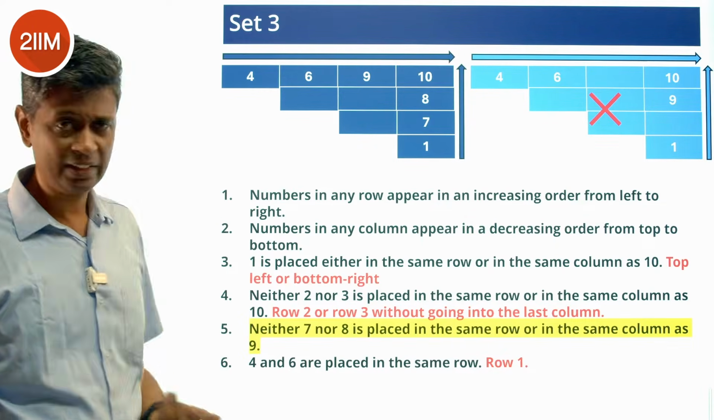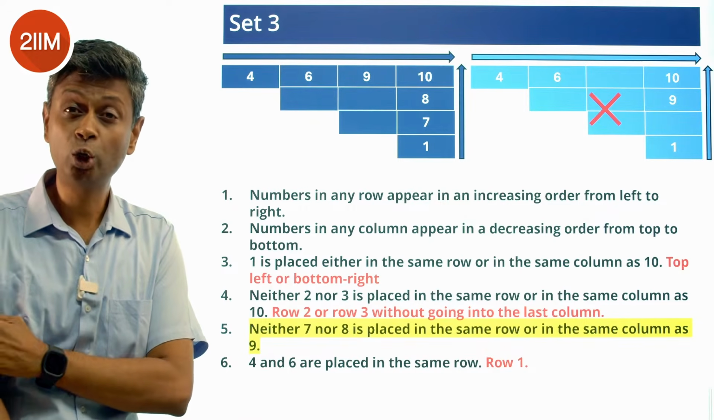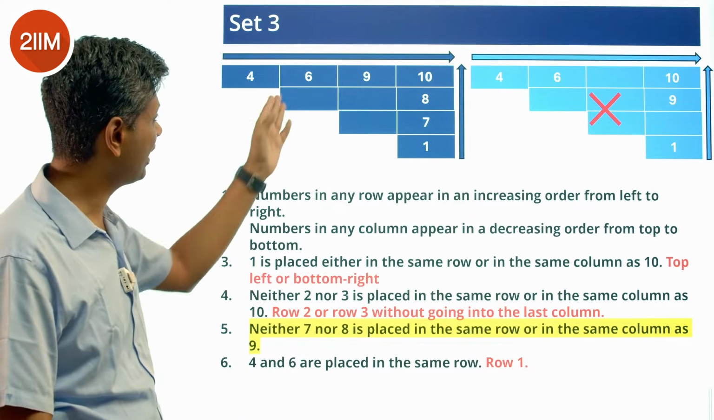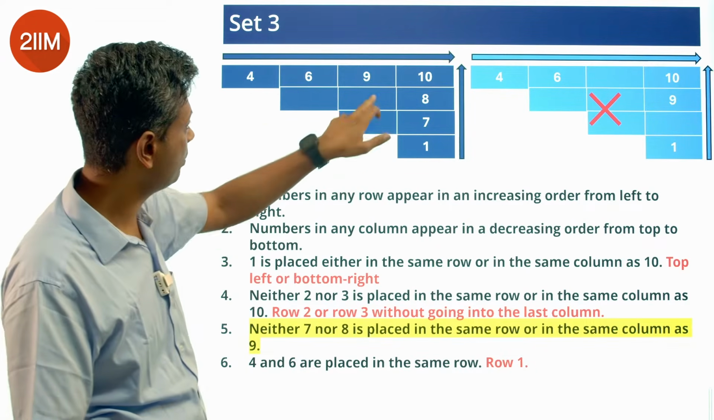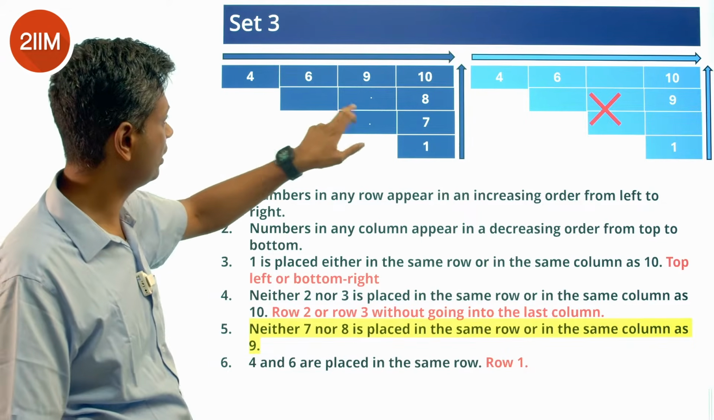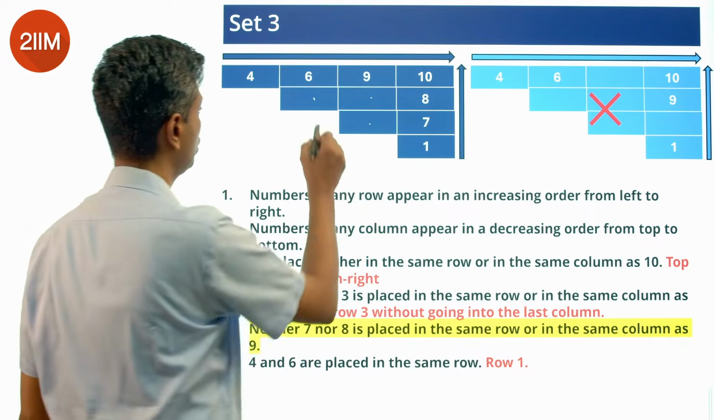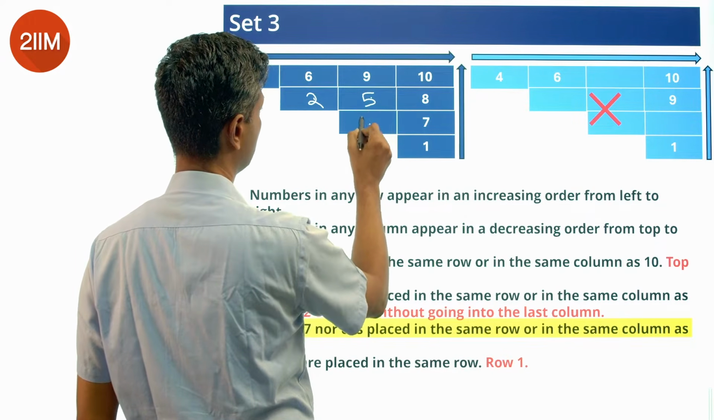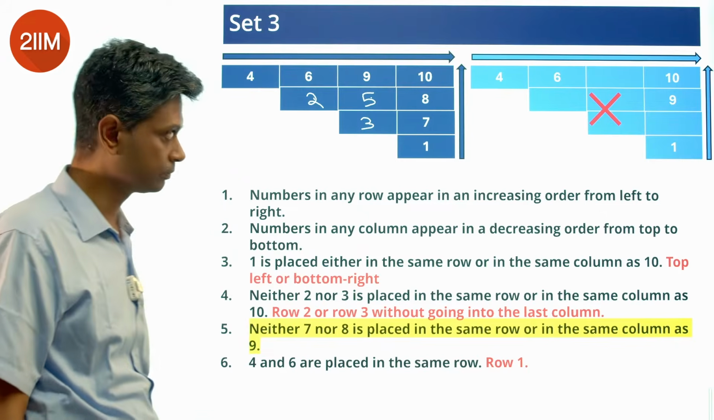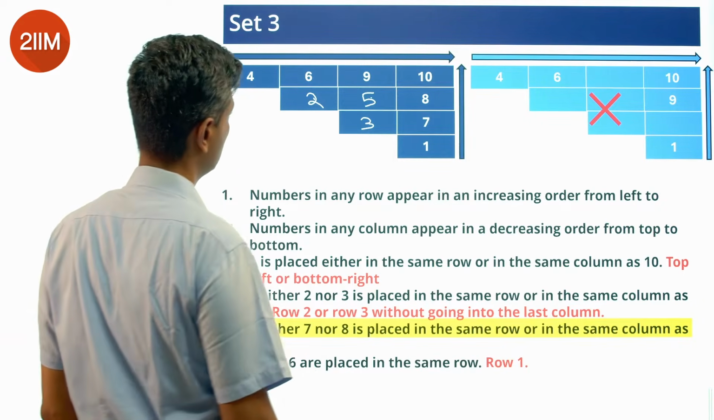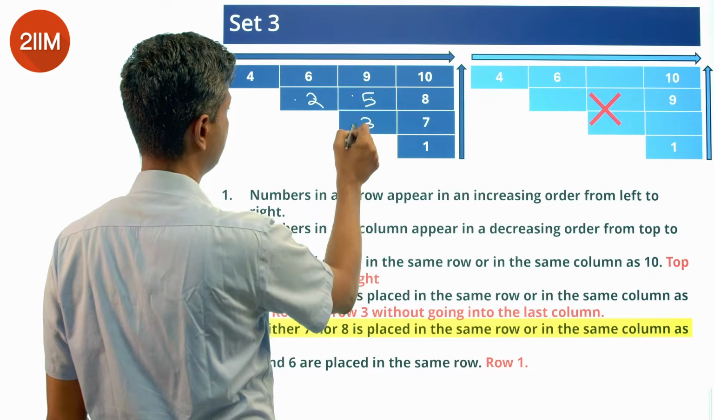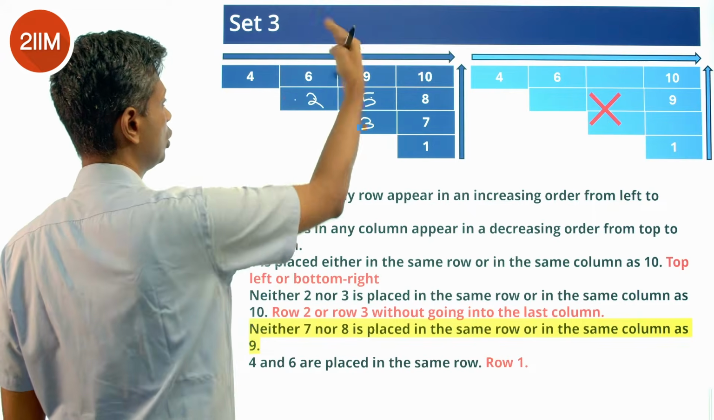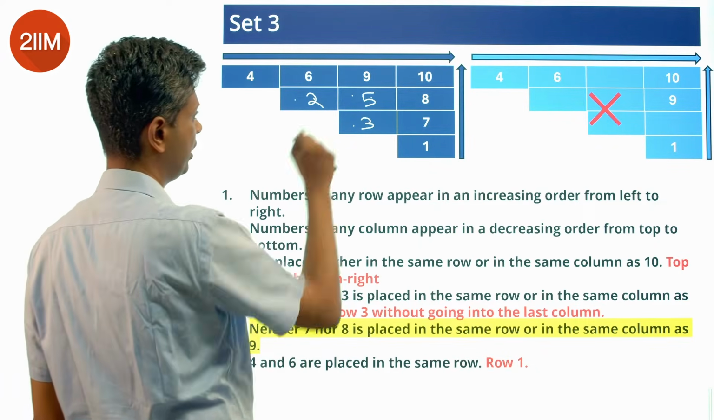6, 7, 8, 9, 10 are done. 1 and 4 are done. 2, 3, 5 are remaining. Which is super useful because I know 2, 3, 5 have to come here anyway. 2 cannot be here. 2 can be either here or here. And so we can put 2 here, 5 here, 3 here. That's a possibility. Or 2, 3 here and 5 here. That's not possible. Because 5 cannot be here. 5 has to be in the top row. And so 2, 5, 3, this is possible.